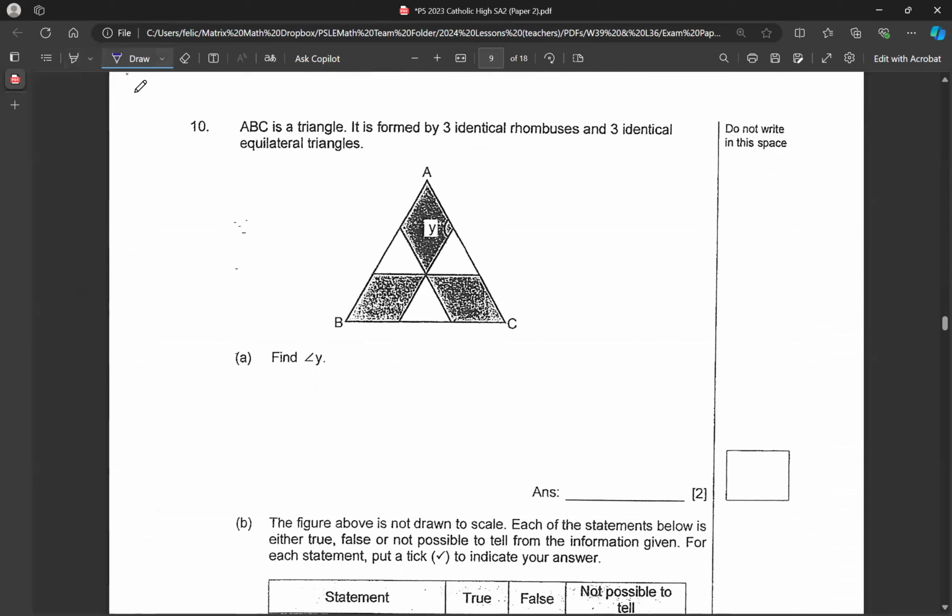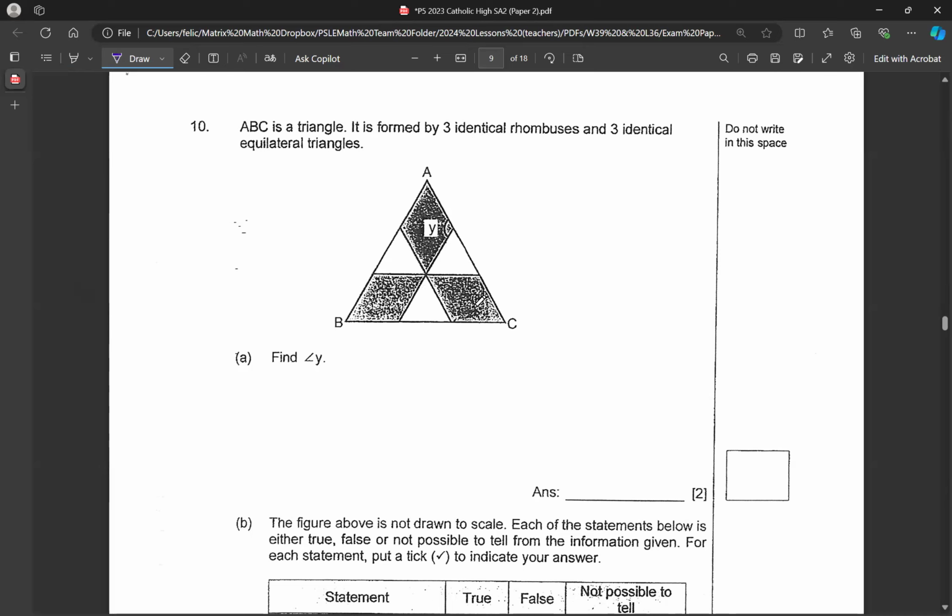So ABC is a triangle. It is formed by 3 identical rhombuses and 3 identical equilateral triangles. Now, where are the rhombuses? You have the shaded rhombus here, here, and here. So remember the property of a rhombus is that all 4 sides are equal and it has 2 pairs of parallel lines. It works like a square. It's like a slanted, squashed square. A square also has 4 equal sides, so it behaves like a square somehow.